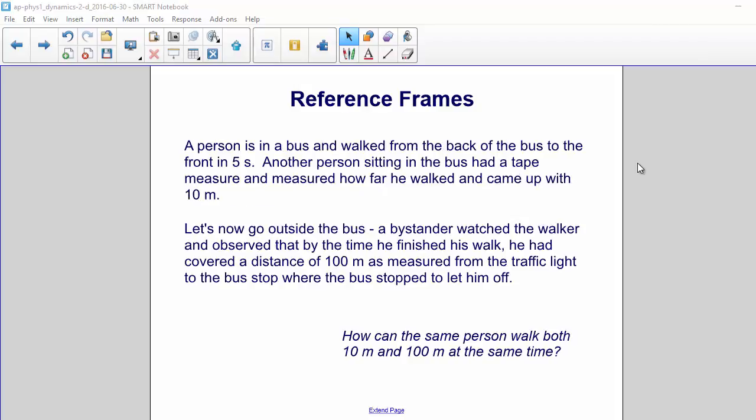Imagine a person is in a bus and walked from the back of the bus to the front in 5 seconds. Another person sitting in the bus had a tape measure and measured how far he walked and came up with 10 meters. Now let's go outside the bus. A bystander watched the walker and observed that by the time he finished his walk, he had covered a distance of 100 meters as measured from the traffic light to the bus stop where the bus stopped to let him off. How can the same person walk both 10 meters and 100 meters at the same time?